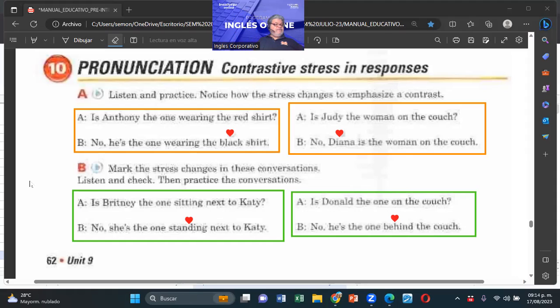So let me read the four conversations and record the pronunciation here in WhatsApp. Pronunciation, contrastive stress in responses. Conversation one. Is Anthony the one wearing the red shirt? No, he's the one wearing the black shirt. Conversation two. Is Judy the woman on the couch? No, Diana is the woman on the couch. Conversation three. Is Brittany the one sitting next to Katie? No, she's the one standing next to Katie. Conversation four. Is Donald the one on the couch? No, he's the one behind the couch.